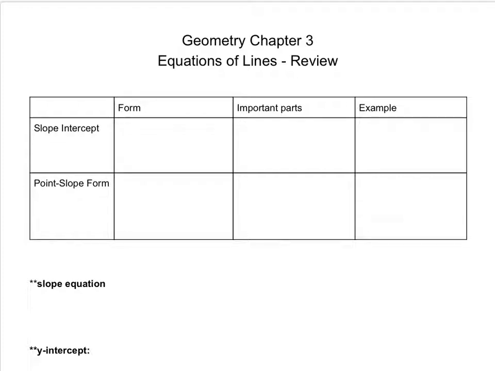So we have two forms of lines that we're going to be using. Our first one here is slope-intercept, and the equation, which you are probably all familiar with, is y equals mx plus b. There are some important parts here. The m is your slope, and the b value is your y-intercept. So that's the spot where it crosses the y-axis.